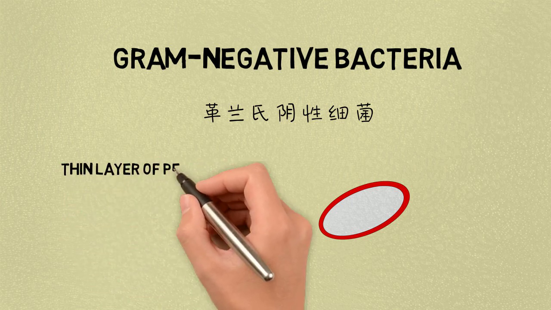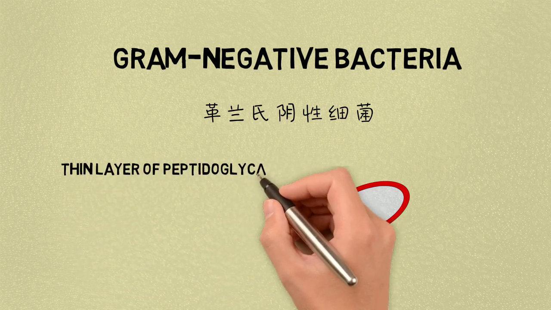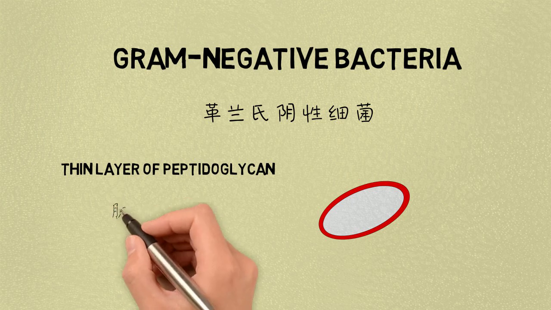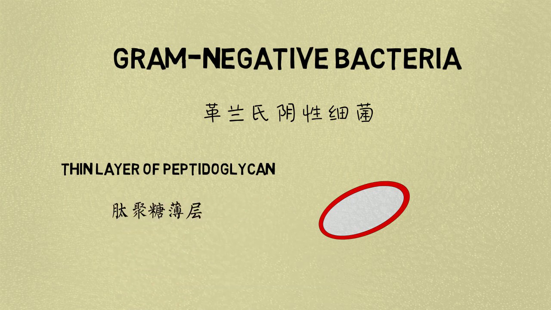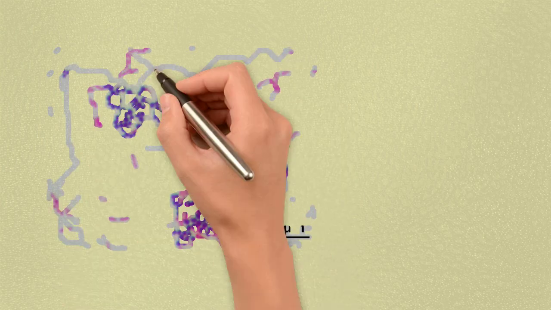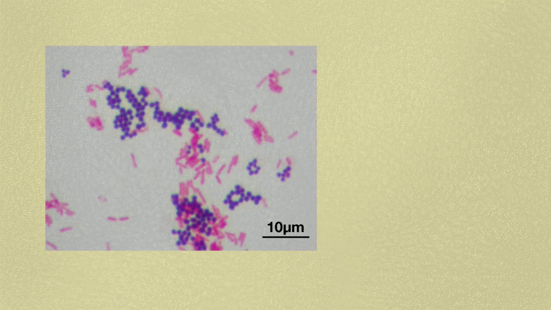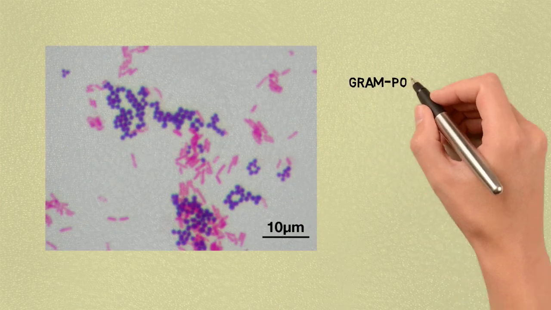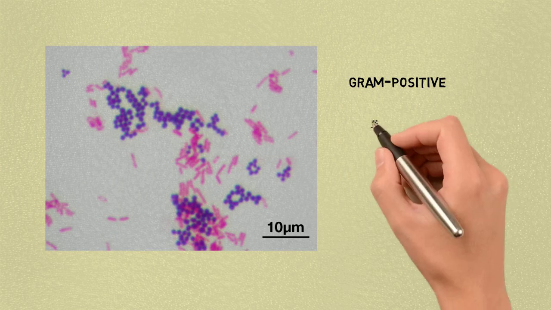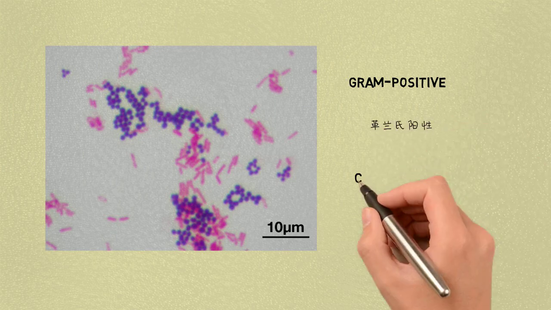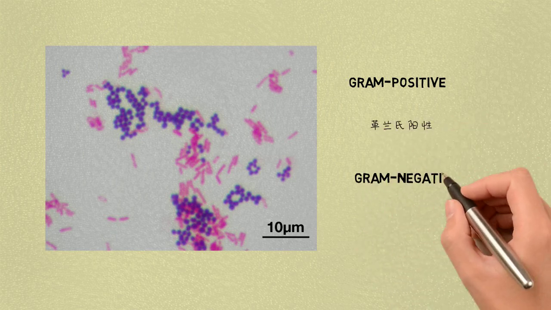Gram-variable and gram-indeterminate bacteria. Some bacteria, after staining with the gram stain, yield a gram-variable pattern, a mix of pink and purple cells are seen. Gram-indeterminate bacteria do not respond predictably to gram staining and, therefore, cannot be determined as either gram-positive or gram-negative.